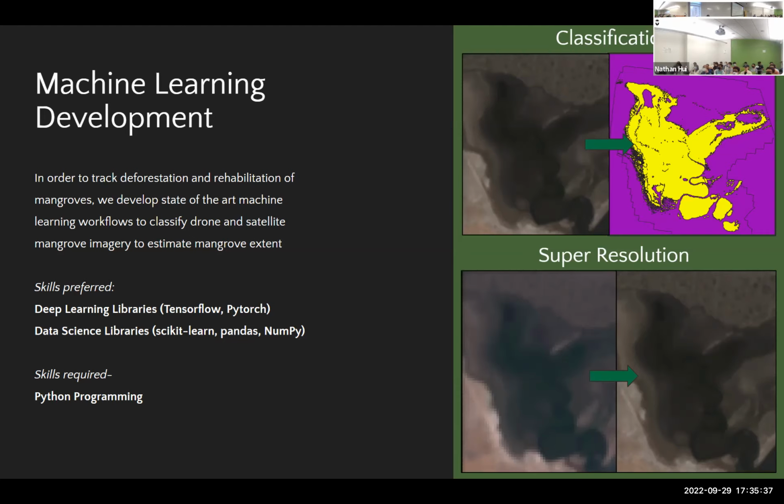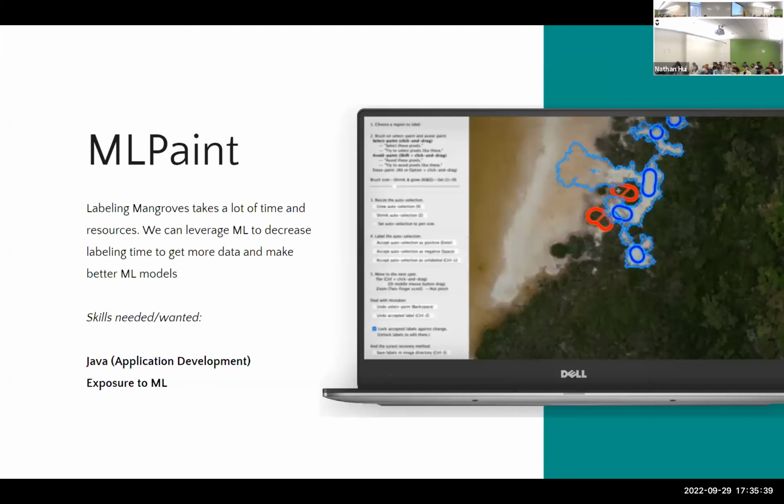Next slide. And then for one of the tools that we have, the skills that we want are mainly Java and exposure to machine learning. ML Paint is an automatic labeling tool that we use to easily label mangroves, and we plan on doing an overhaul of that program soon. So really any web development or application development is awesome, and exposure to ML is really nice because the back end of it is, of course, machine learning.